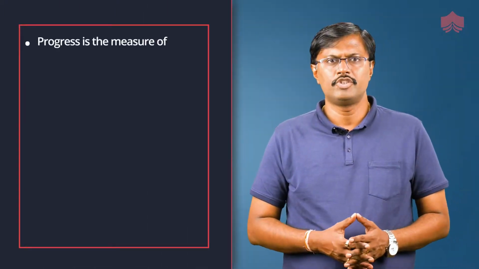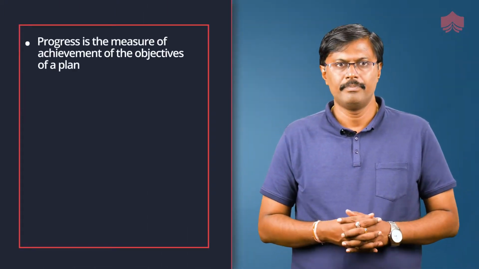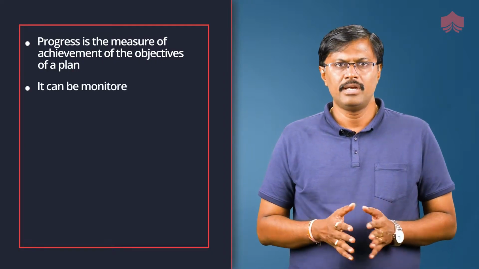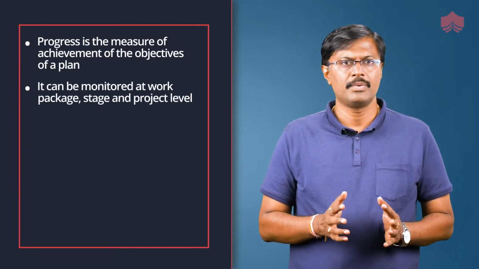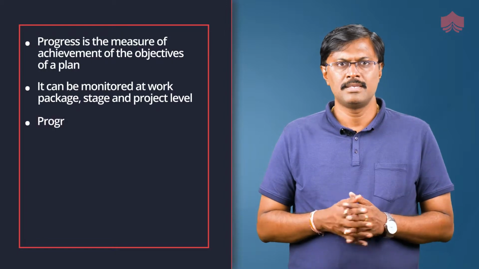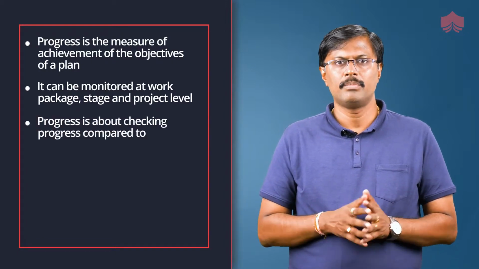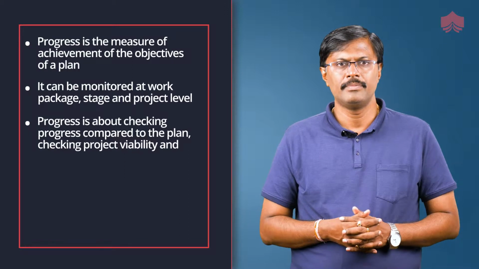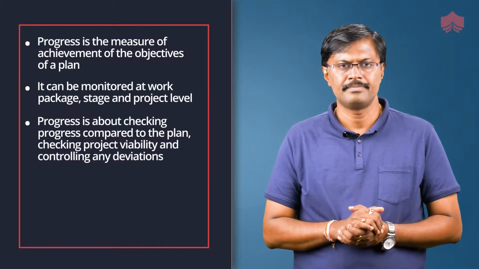Progress is the measure of achievement of the objectives of a plan. It can be monitored at work package, stage and project level. Progress is about checking progress compared to the plan, checking project viability and controlling any deviations.